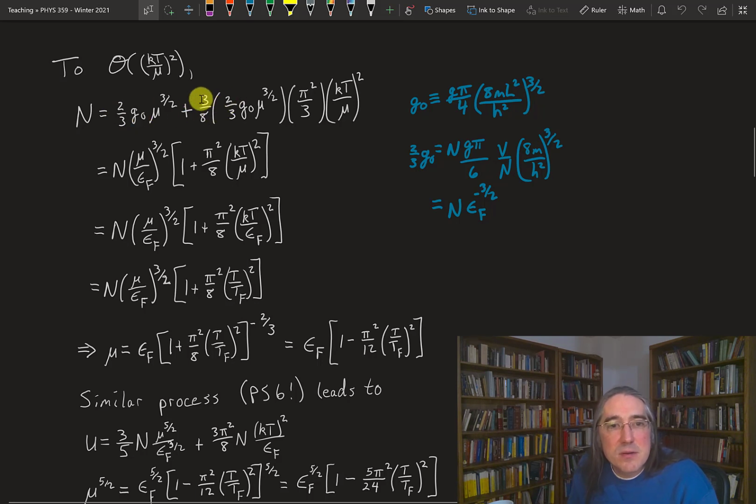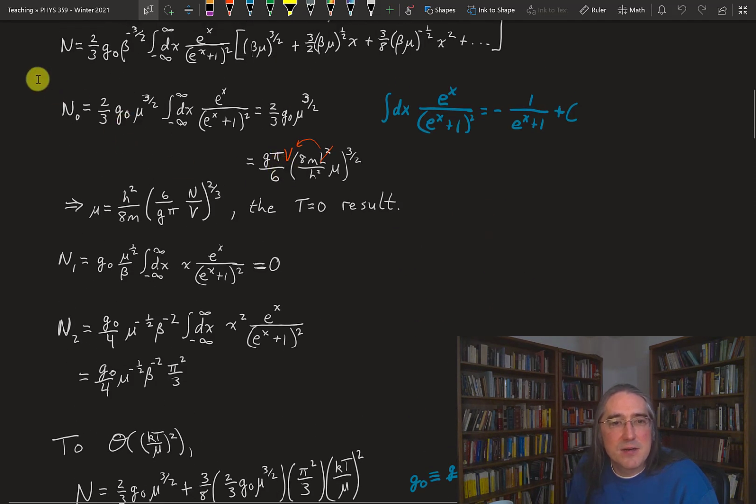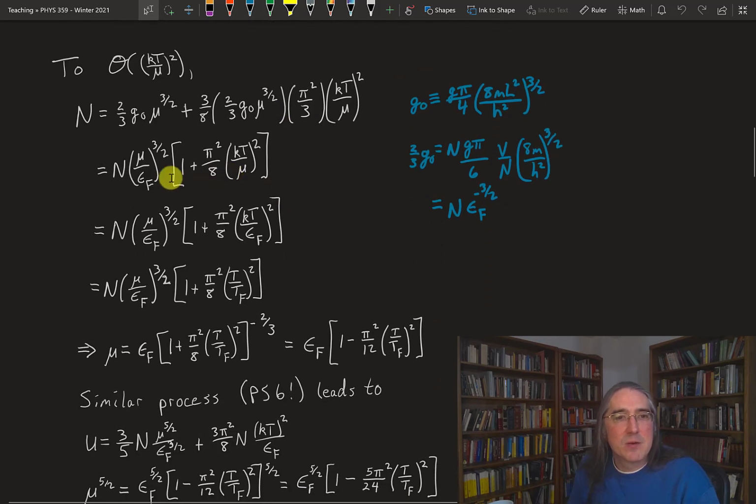And that's also not quite right because I needed this n when I solved. So if I multiply by n over n, now everything except the n out front looks like the Fermi energy. Good. So this is going to give us n over the Fermi energy to the 3/2. And then there's this stuff.